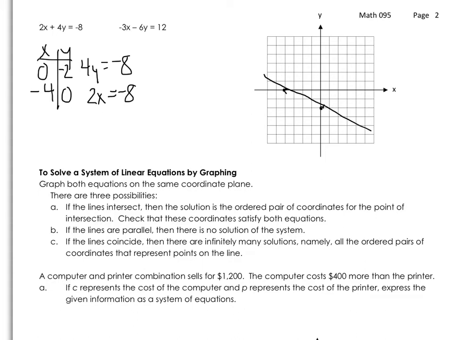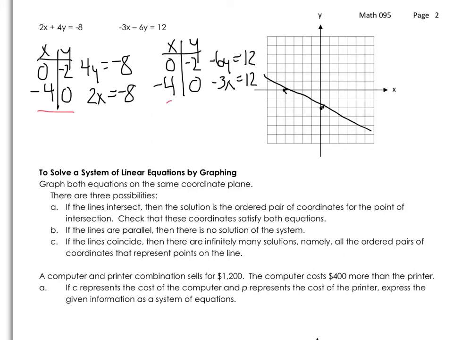What about our second line? Let's do the same thing for it. Let's let x be 0. That gives us -6y equals 12. Divide both sides by -6. We get -2. Let's let y be 0. -3x equals 12. Divide both sides by -3. And we get -4. Wait a minute.